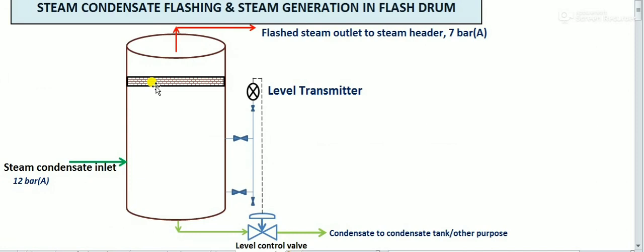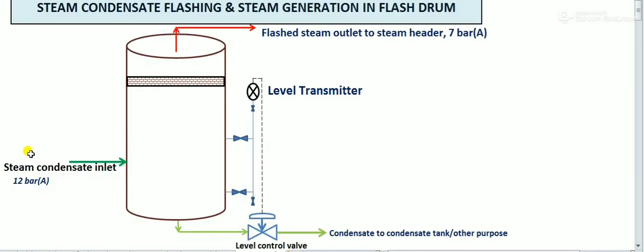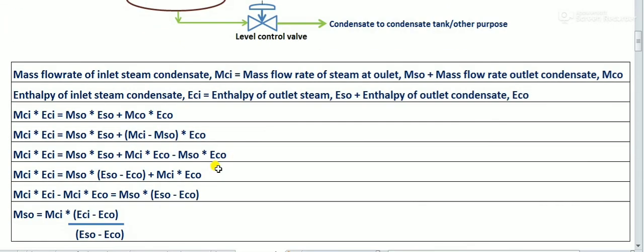Just to recap, the main purpose of the flash drum is to produce intermediate steam from the used steam condensate to avoid direct energy loss, as the condensate goes for ion exchange in the condensate processing unit. We are just flashing, then sending back the condensate, and the steam we are utilizing for the intermediate steam header. So in this we know the mass flow rate of steam condensate at the inlet. Now we are going to find the flashed steam at the outlet of the flash drum.